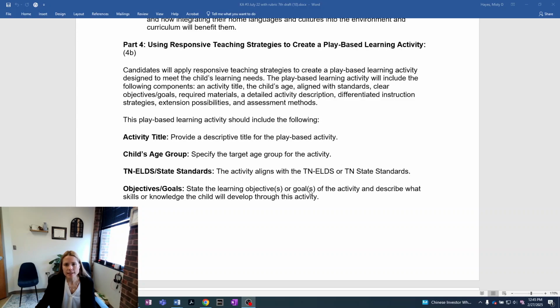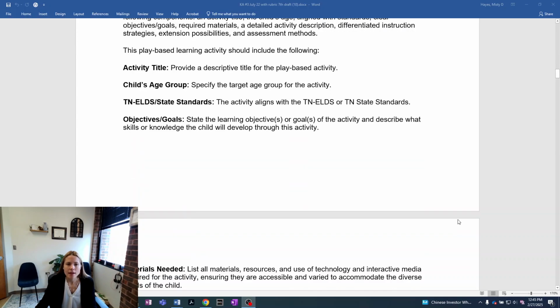Then I want you to look at the Tennessee ELDS standards, or depending on your child's age, it could be the Tennessee state standards, right? So you may have to have those pulled up, but you're going to see what standard my play-based learning activity falls under, and you're going to list it. Okay, so if it's Tennessee ELDS, I want you to put that and put the standard. If it's Tennessee state standard, I want you to list Tennessee state standard, and you're telling me what it is.